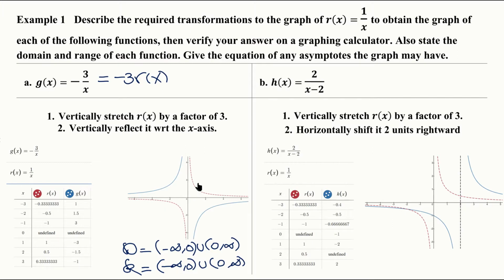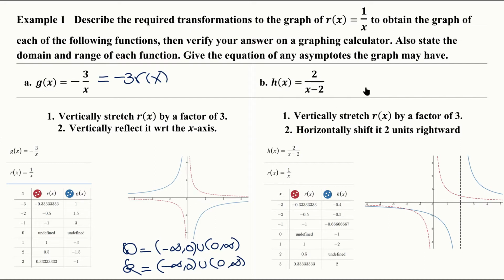As far as asymptotes, also notice they have the same asymptotes. The y-axis acts as the vertical asymptote for both functions, and the x-axis acts as the horizontal asymptote for both functions. How about this one?